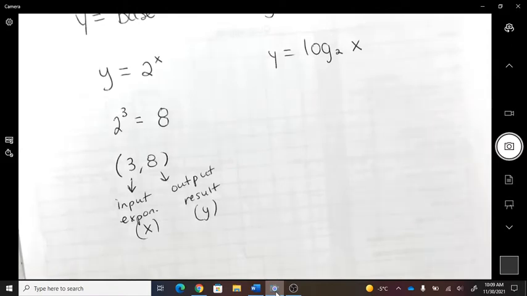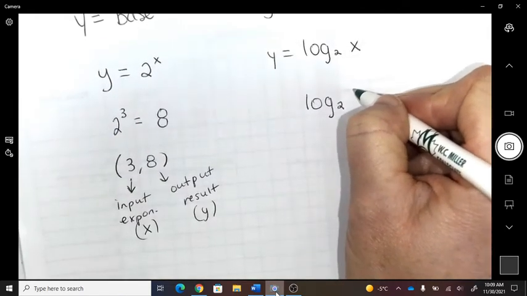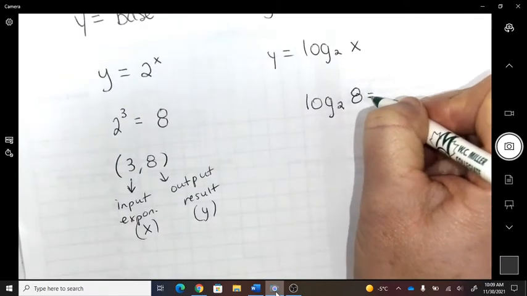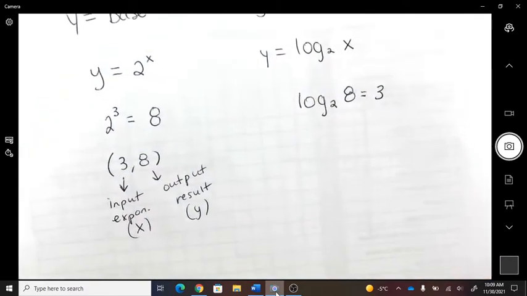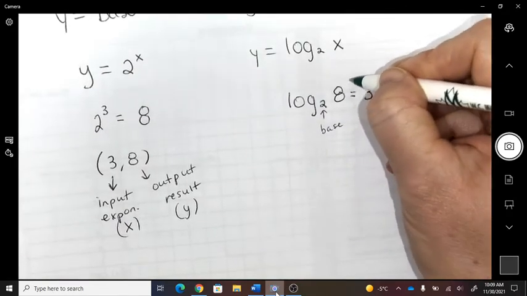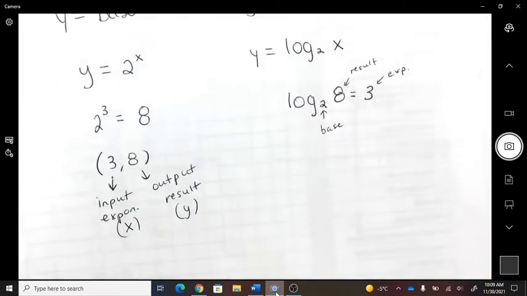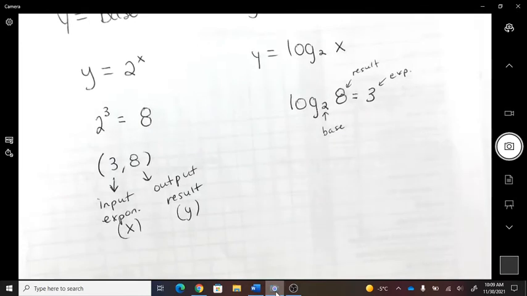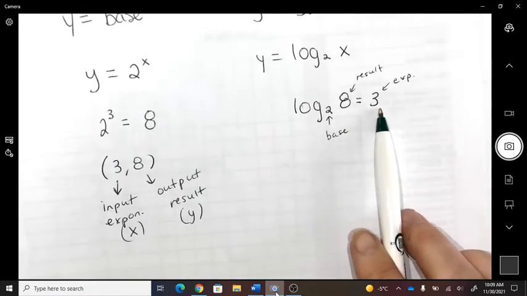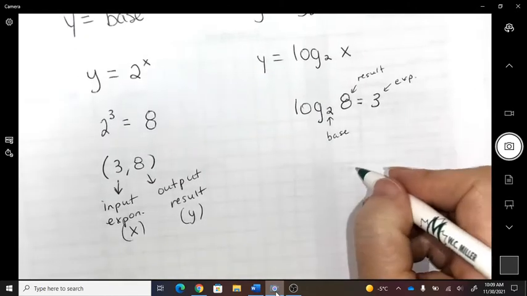Okay, what if I was to do the same thing with the log equation? Does this make sense that I'd have to write it log 2 8 equals 3? Does that make sense? Because this is always the base, this is always the result, and this is the exponent. Okay, what happened to our letters? The exponent is which letter, X or Y? It's in the Y spot.